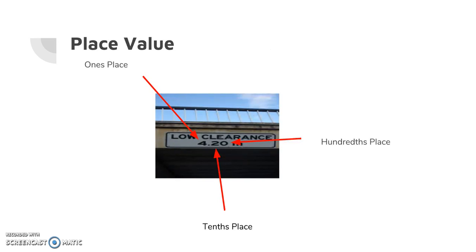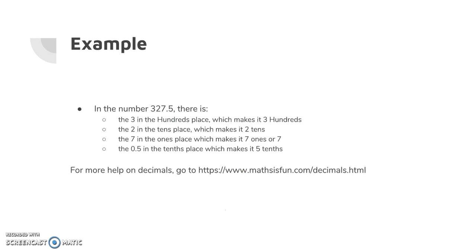Place value. As you can see in this picture, it's a real-life example of a low clearance board, which is usually placed on overpasses. The ones place is 4, the tenths place is 2, and the hundredths place is a 0, shown below. The example is 327.5.